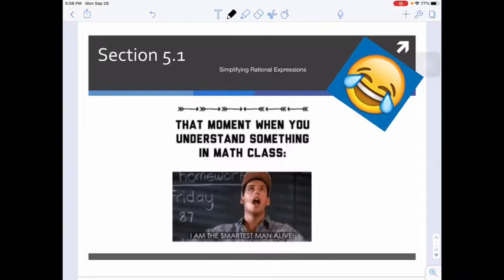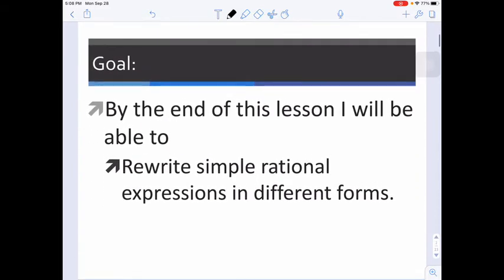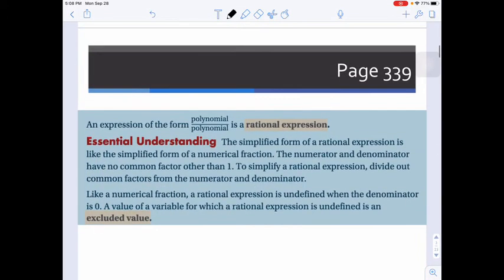Section 5.1, Example 1, we have simplifying rational expressions. By the end of this lesson, you should be able to rewrite simple rational expressions in different forms. On page 339, we have an expression of the form polynomial over polynomial is a rational expression.